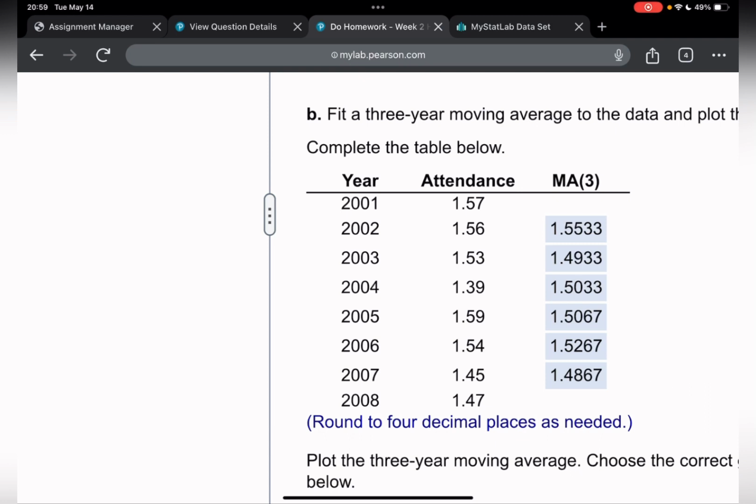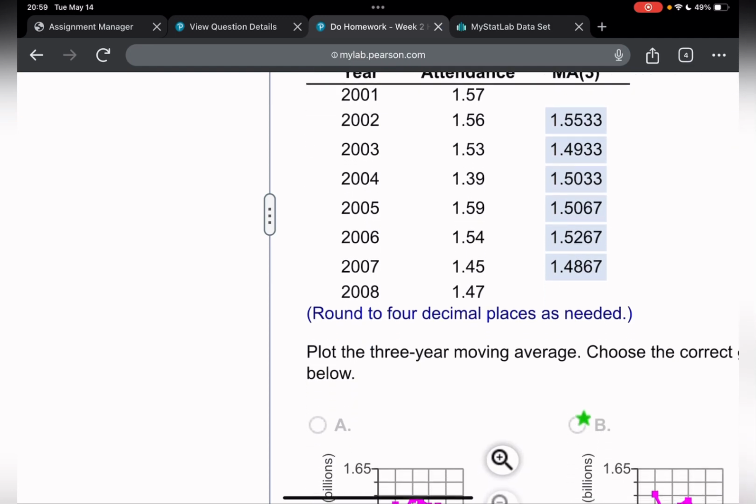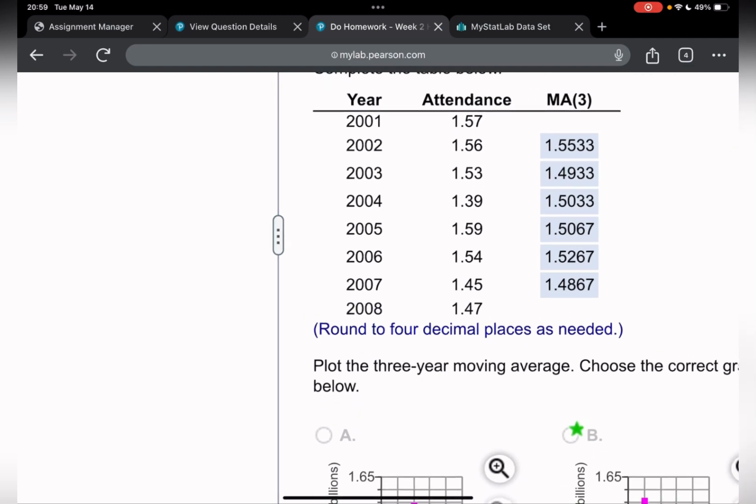The 2001 attendance plus 2002 attendance plus 2003 attendance, and then you sum them and divide by 3, and you get 1.5533. And then again, 2002 attendance, 2003 attendance, 2004 attendance, add them up, divide by 3, and you get 1.4933, and so on. Okay, and then you plot the 3-year moving average.